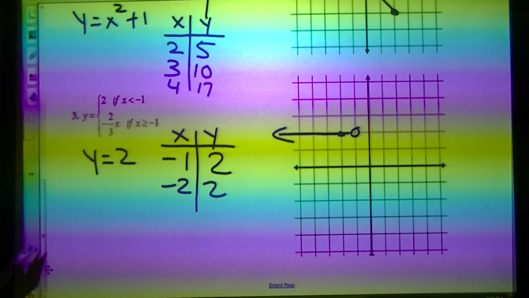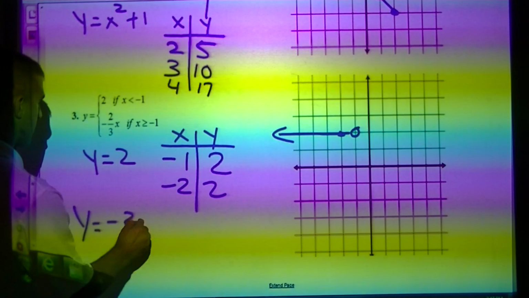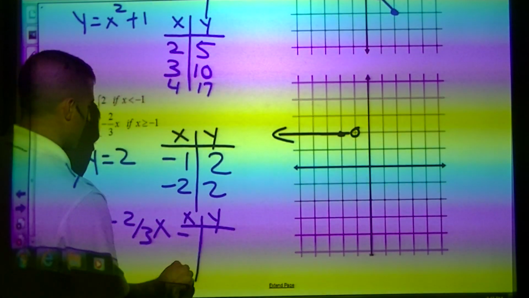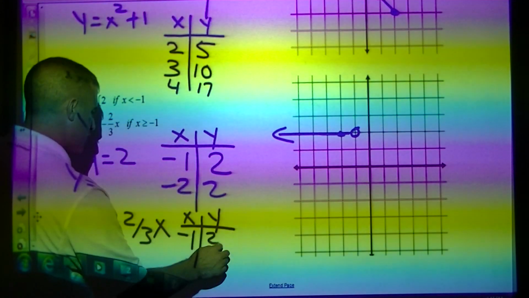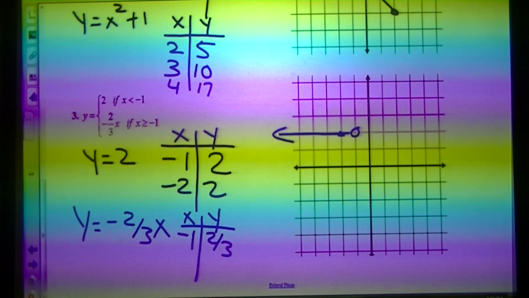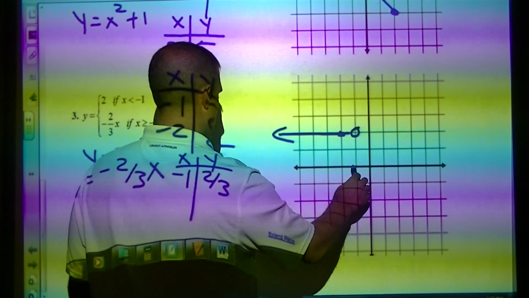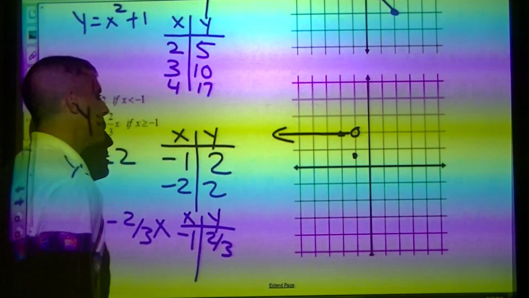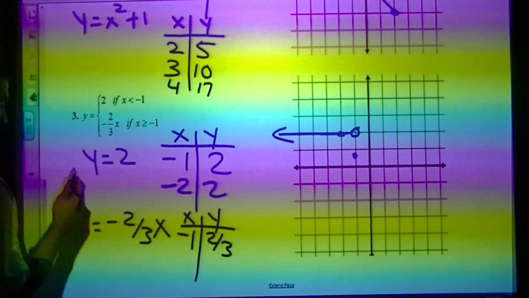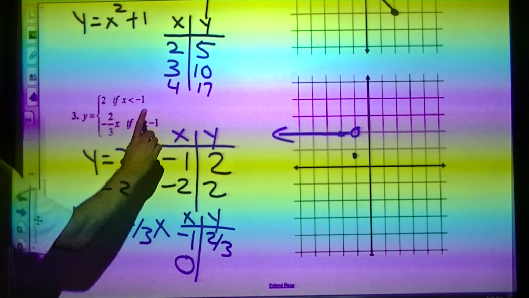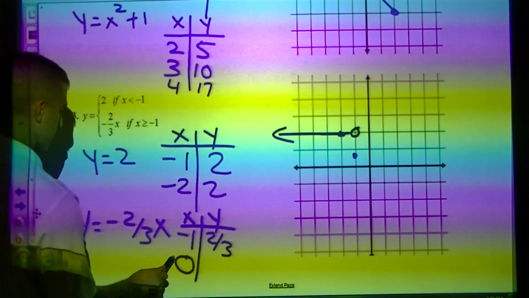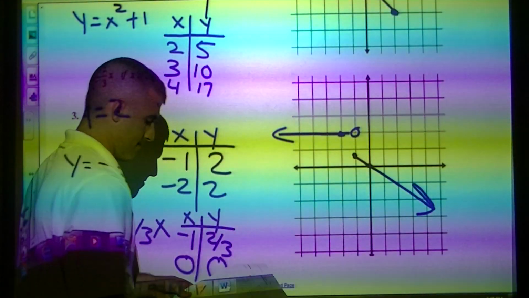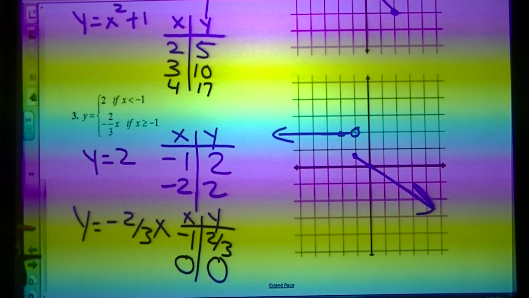This next one is going to be y equals negative 2/3 x. I'm also going to start with negative 1 here. If I put that in there, multiplication gives me 2/3, so negative 1 over, 2/3 up. I can put a solid dot there. And I'm going to go ahead and use 0. Since this is a line, I only need one more point. So 0 goes in there, that's just going to be 0. I'm going to be able to draw a line right through there. Pretty simple stuff.